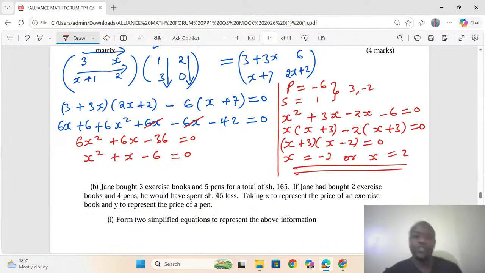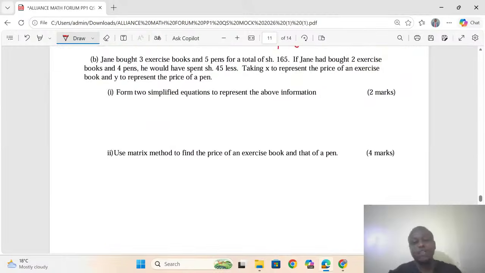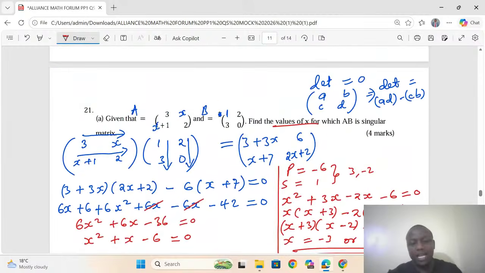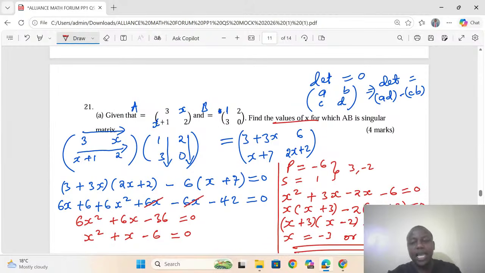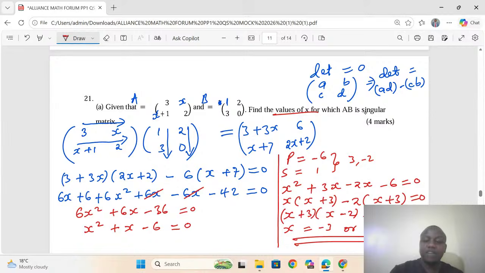Very good question. Are we together there in multiplication of matrices and also discovering what a singular matrix is? A matrix without an inverse, meaning that it has a determinant equivalent to 0.